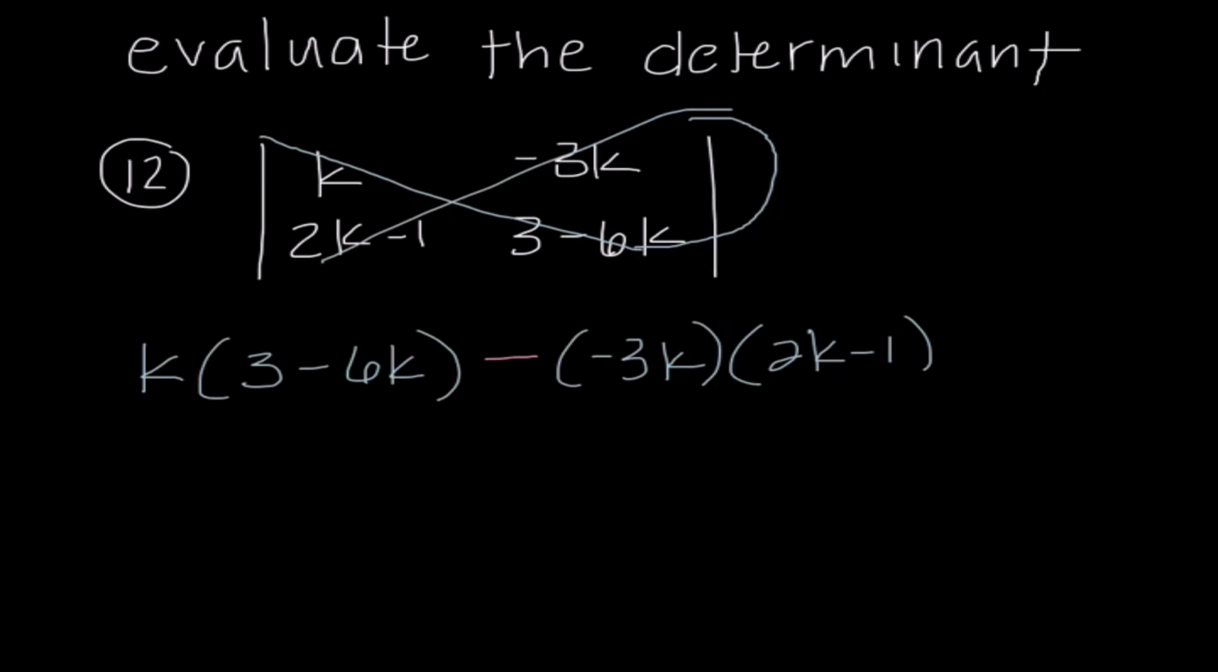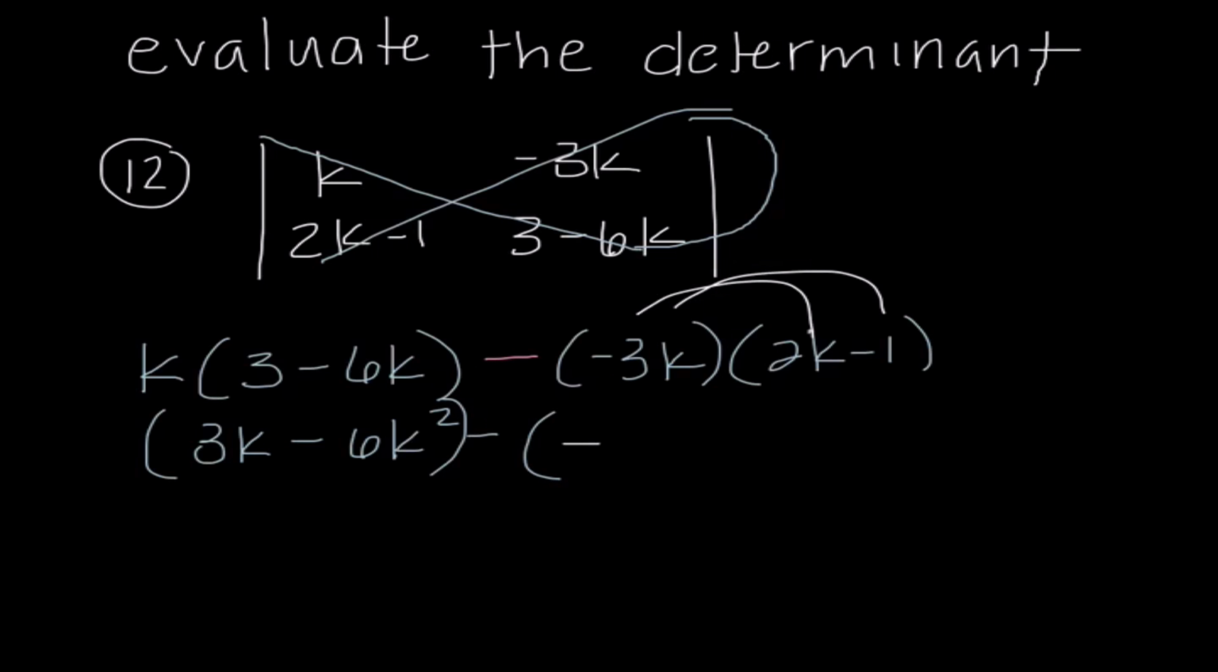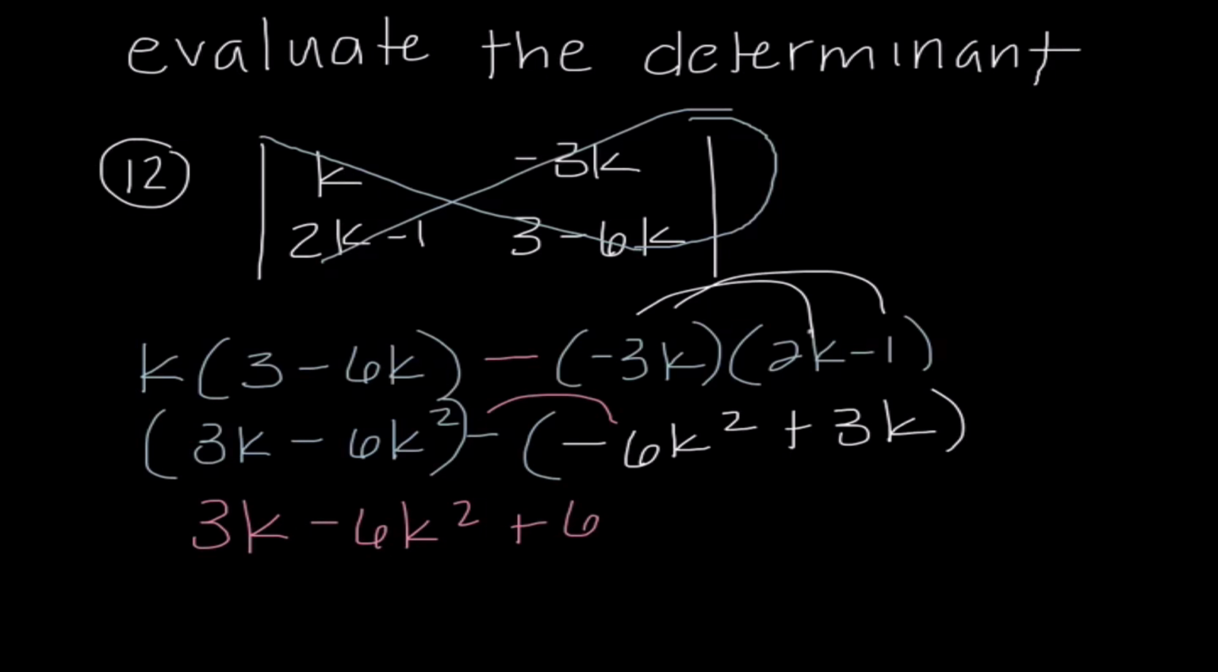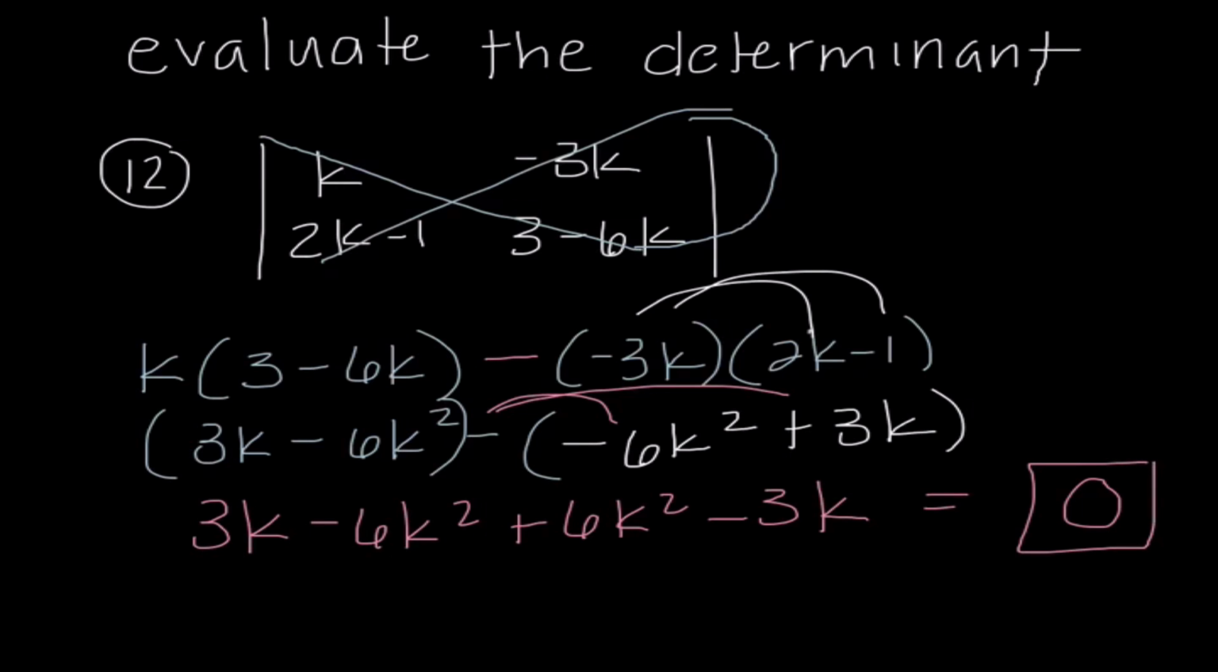So now I can go ahead and multiply these together. So I'm going to distribute that k. So I have 3k minus 6k squared. Here, when I distribute the negative 3k, I get negative 6k squared plus 3k. Now we have a minus again, so I actually have 3k minus 6k squared plus 6k squared minus 3k, and we end up getting 0. Okay, so this was a lot of work, but all of our like terms canceled out.